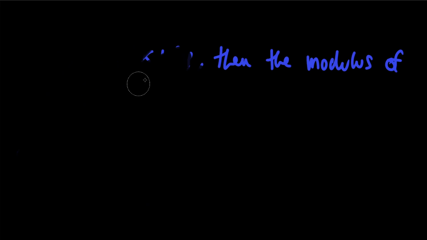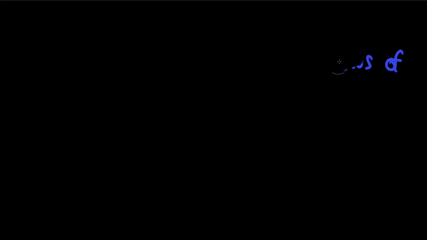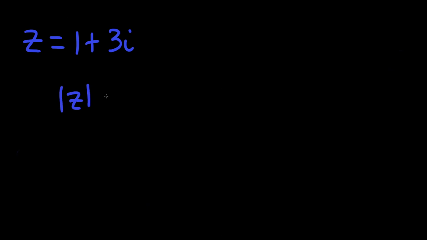Now, before we move on to the argument, I want to do a quick example of finding the modulus of a complex number, just to make sure that we understand the concept. So let's say that we have a complex number 1 plus 3i, okay? And we want to find the modulus of this number. So the modulus of z. Now recall, in order to do this, that we need to find the square of the real part and the square of the imaginary part first.